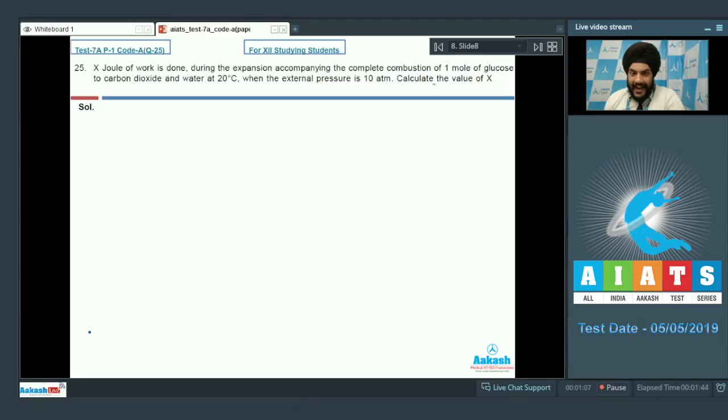So if we try and figure out the reaction of combustion of glucose, we have C6H12O6. It is getting combusted in presence of O2 to form CO2 and H2O. If we try and balance this reaction, we can have 6CO2 and 6H2O. In order to balance the oxygen, we have to have a stoichiometric coefficient of 6 for O2 as well.